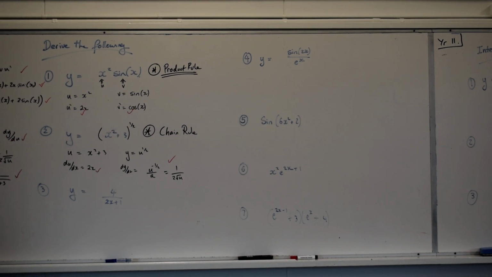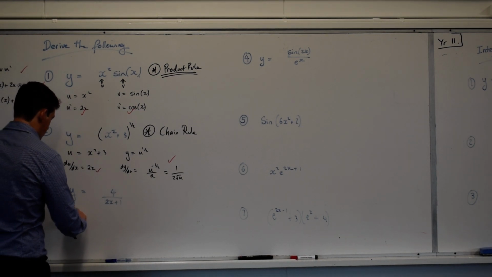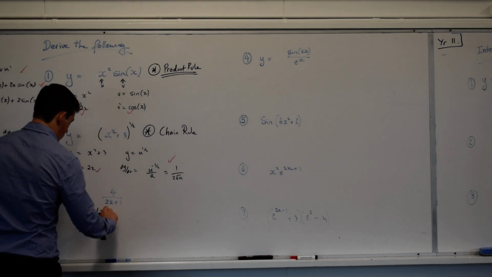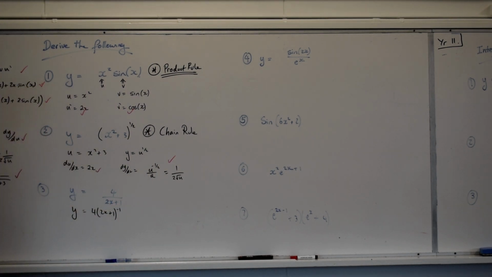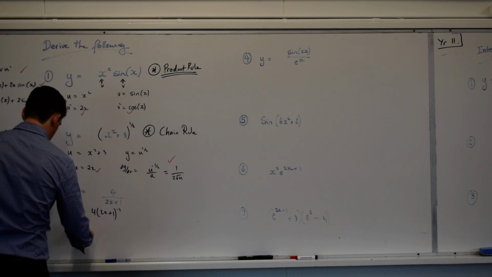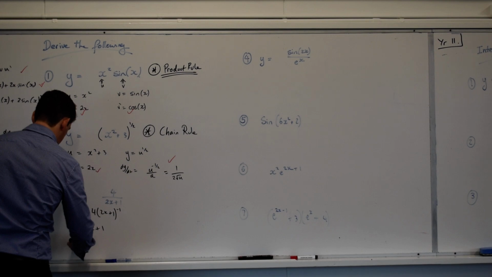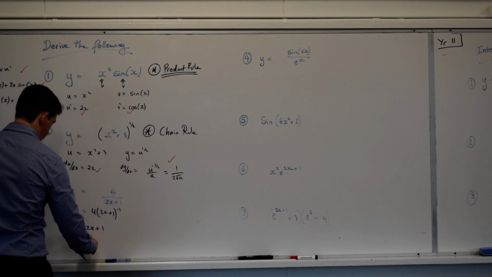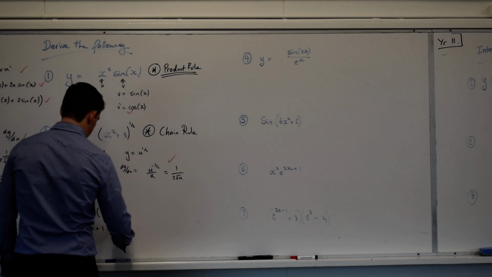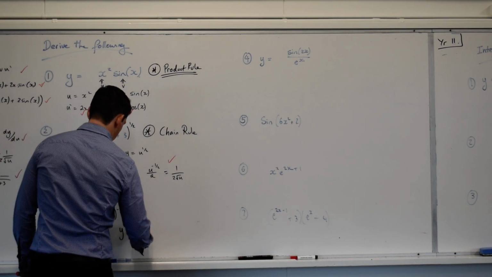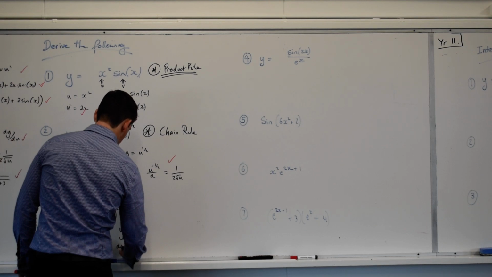Question 3, what rule am I using? Quotient. Can you use quotient? I'd use chain personally. You can use product rule, product's fine. I would write this as... and then I'd use chain. What's my u? u equals 2x plus 1, du dx equals 2. Don't call that all at once. 4 over u, dy du.